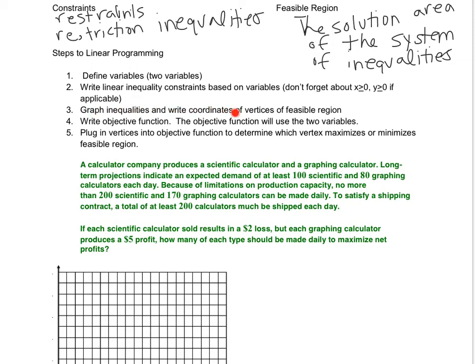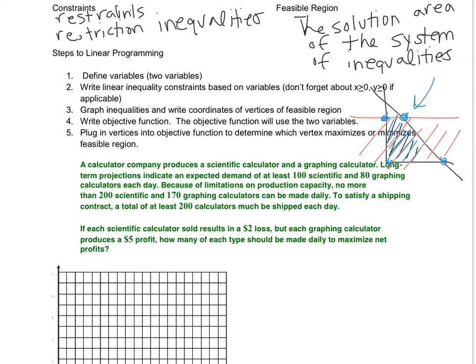Then you're going to graph inequalities and write the coordinates of the vertices of the feasible region. So if your graph looks like this, the feasible region would be right here, or the vertices of the feasible region would be right here, because this is where black and red meet, so these are the vertices. Then you're going to write the objective function. The objective function is usually a profit that you want to have or the cost that you want to minimize. Then you're going to plug the vertices into your objective function and figure out which vertex maximizes or minimizes it based on the context of the problem.